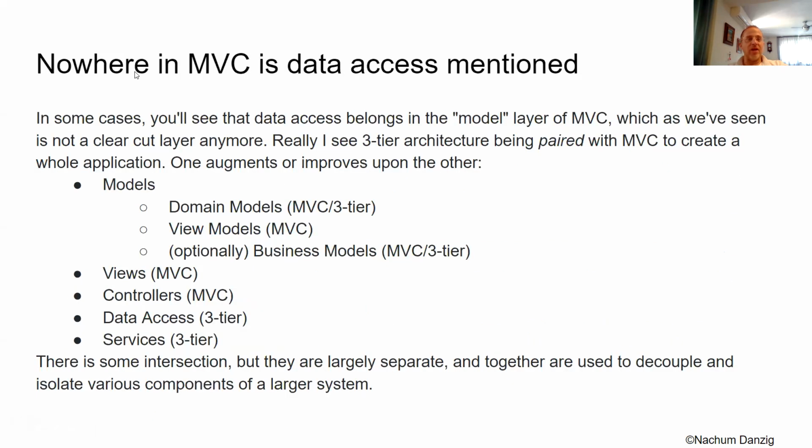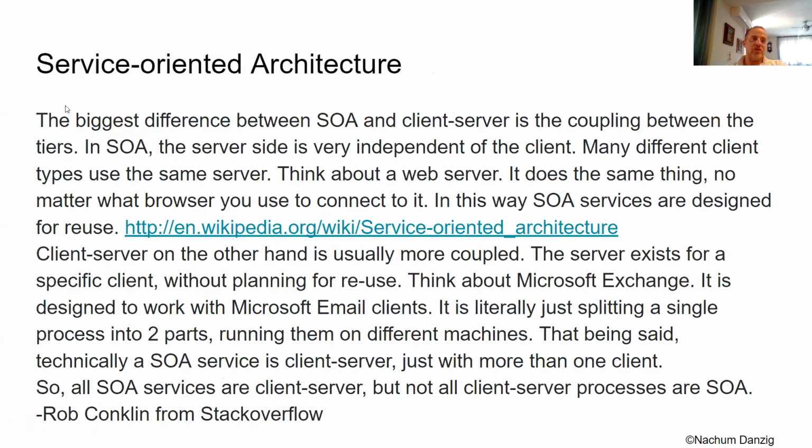So now I'm going to talk about another kind of architecture, service-oriented architecture. The biggest difference between service-oriented architecture and client-server is the coupling between the tiers. So what do I mean? In service-oriented architecture, the server side is very independent of the client. Many different client types use the same server. And this is also a big thing.